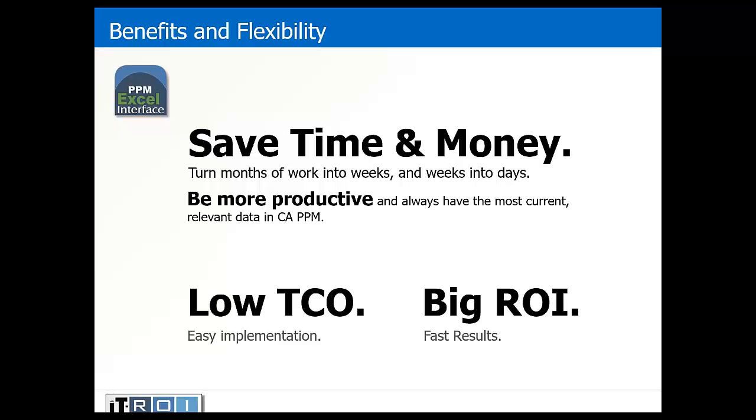So, you know, the whole purpose of this Excel is to make all of the end users of CA PPM look like heroes to the executives. How? By maintaining their data accuracy and providing them an accurate picture of what their CA PPM data should look like. So what does that mean? Very low TCO, big ROI, right?